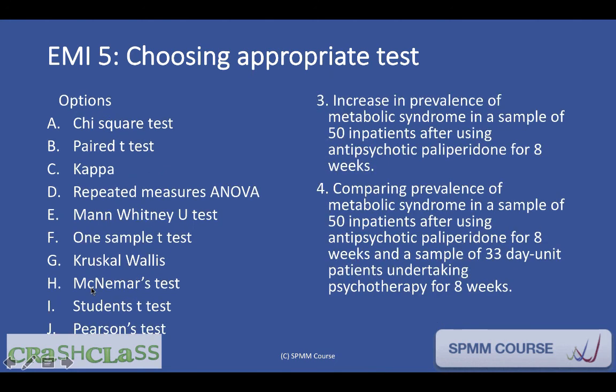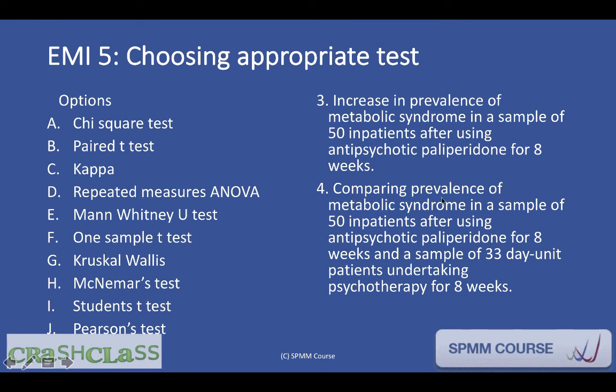Okay, increase in prevalence of metabolic syndrome in a sample of 50 inpatients after using antipsychotic paliperidone for 8 weeks. So now you're looking at prevalence. What is prevalence? Is it mean or is it a frequency count? It's a frequency count. Okay, so increase after 8 weeks. So you have one group, well, one set of people, 50 inpatients. You're comparing the proportion before with the proportion after. You could use chi-square test, but much more useful for you would be McNemar's test, because whenever you have repeated proportions, comparison of repeated measured proportions, you can use McNemar's test, H.